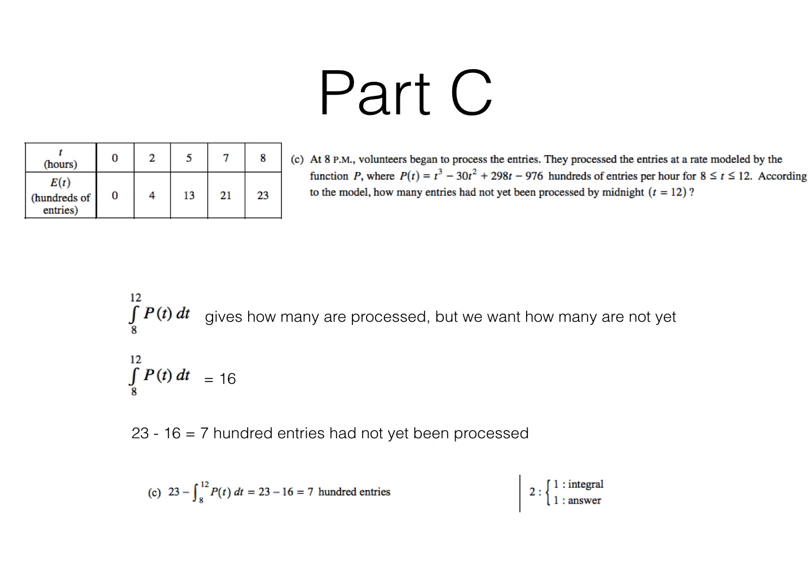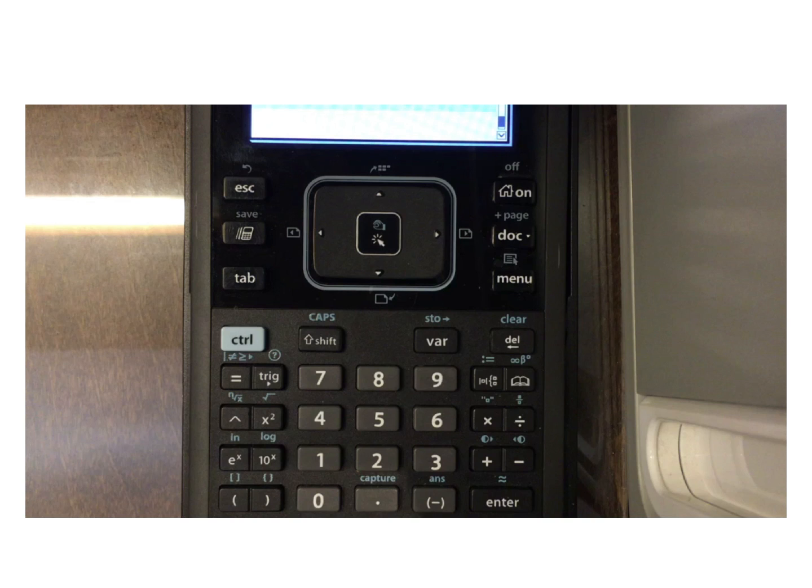All right, so for part C, at 8 p.m., volunteers began to process the entries. They processed the entries at a rate modeled by the function p, where p of t is t cubed minus 30t squared plus 298t minus 976 hundredths of entries per hour for 8 is less than or equal to t, which is less than or equal to 12. According to the model, how many entries had not yet been processed by midnight, which is t equals 12? All right, so if we think about it, the integral from 8 to 12 of p of t dt gives us how many are processed, but we want how many are not yet. But first, let's find out how many are processed.